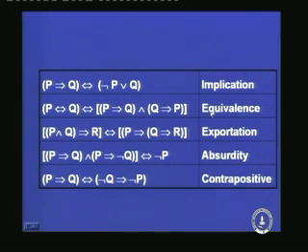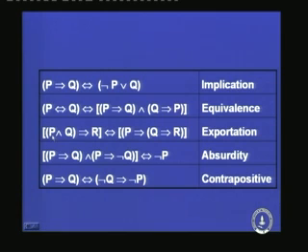For this also we can draw the truth table and see that they are equivalent. Similarly, for every one of these things we can draw the truth table and see that whatever you have on the left side is equivalent to this. If you draw the truth table, the two columns will be identical.